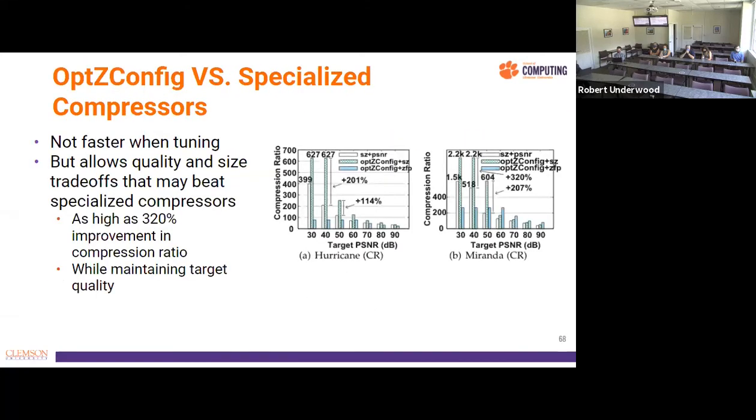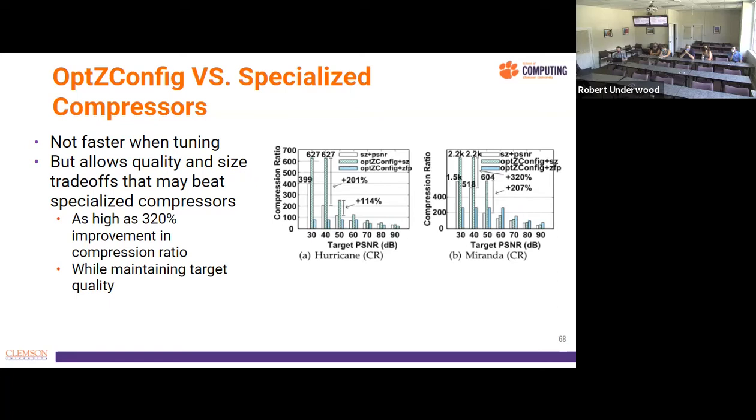So how does our approach compare against specialized compressors? And what we found is that while we are tuning, we're often not faster. But post-tuning, we're just as fast as what we would see if we were performing the compression. However, by using OptZConfig to do this automated tuning process, we find that we're able to make different trade-offs than what specialized compressors make.